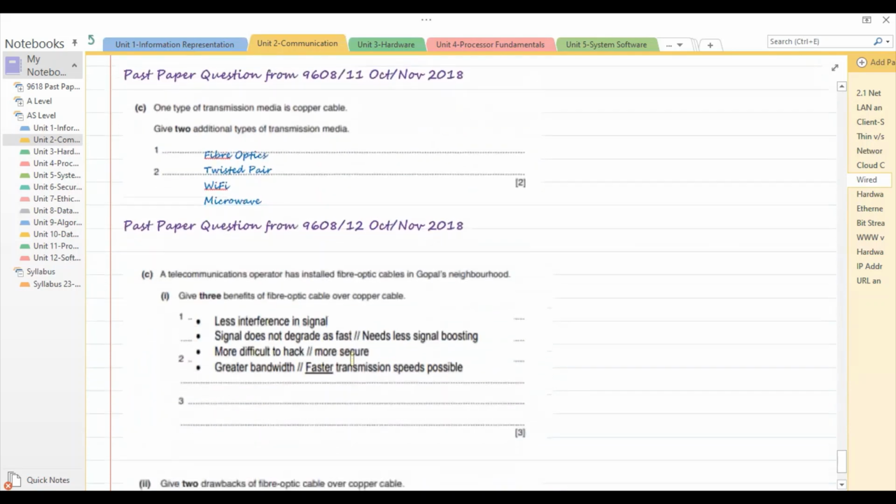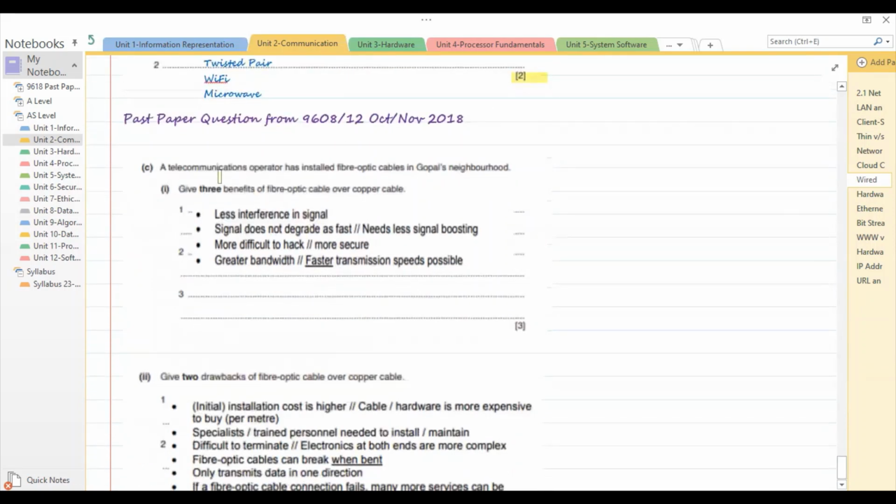Then we have another question. One type of transmission medium is copper cable. Give any two other transmission media. You can write wired or wireless, they have not mentioned specifically. So fiber optics, twisted pair, Wi-Fi, microwave, satellite, any you can write other than copper cable. So 2 marks for two right answers written here.